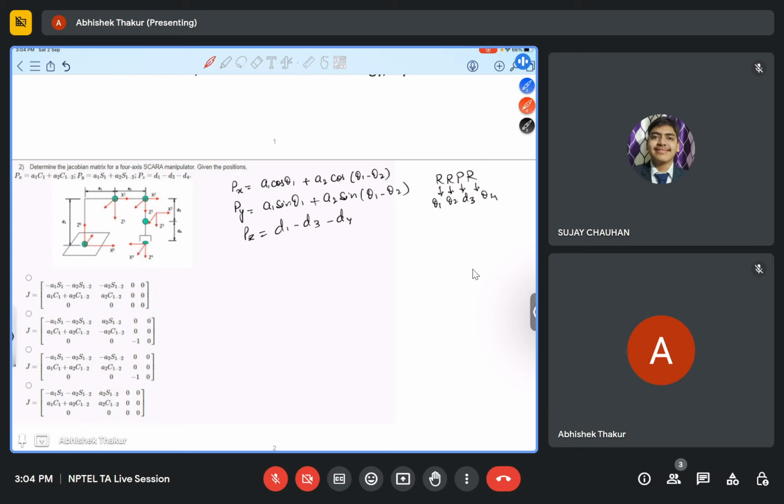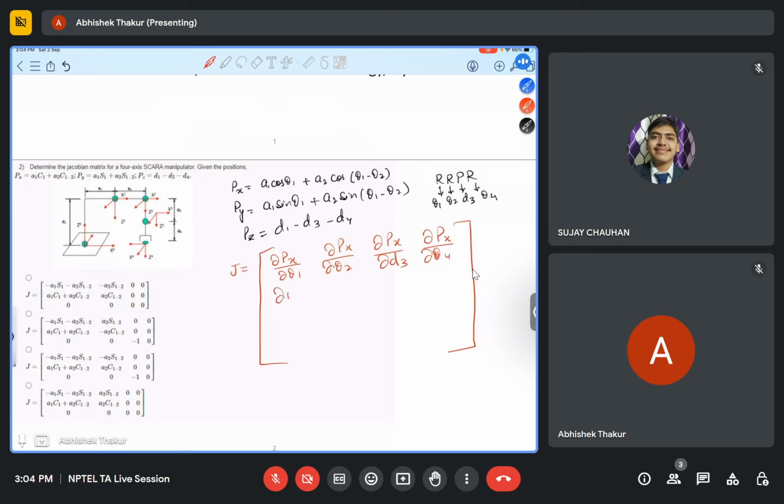So we have to find the Jacobian J. So Jacobian J is equal to del of px by del of theta 1, del of px by del of theta 2. And then the variable in the third term is d3, so del of px by del of d3, then del of px by del of theta 4. So like this only, we have to write for all the rows.